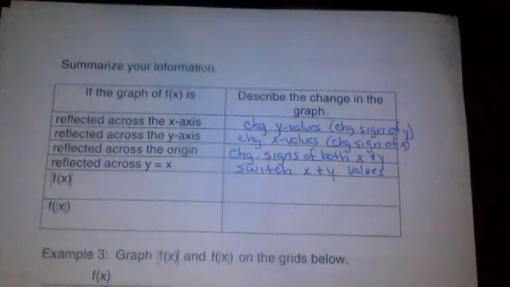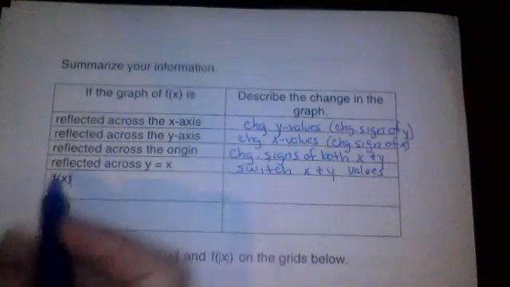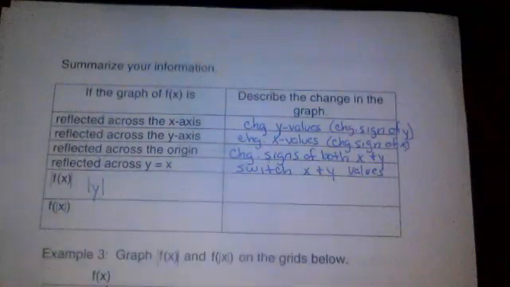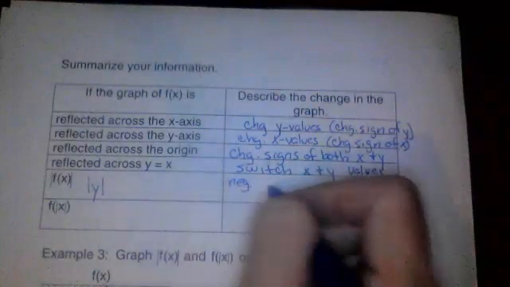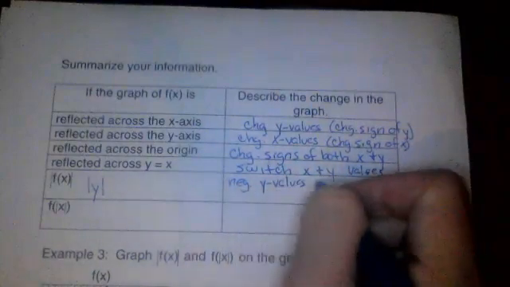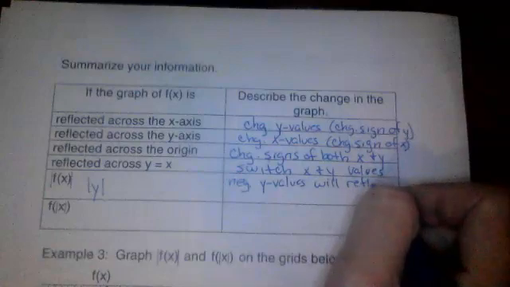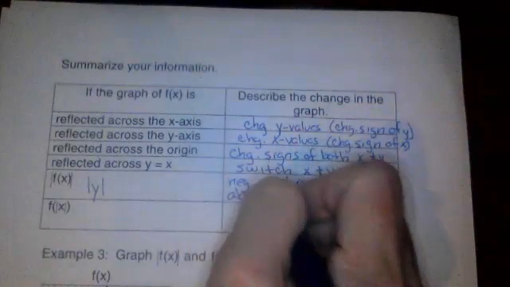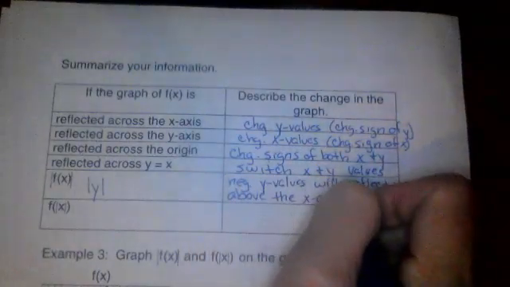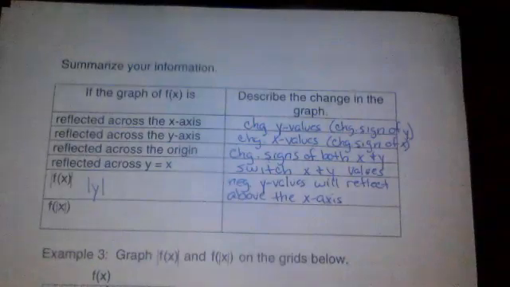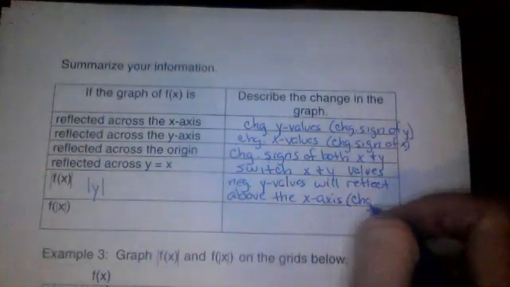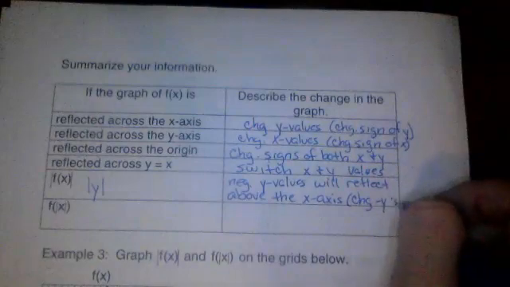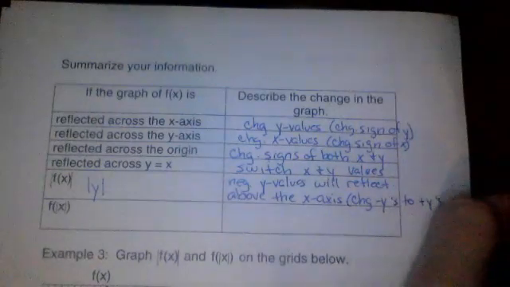And then for our two new graphs, if I want to do the absolute value of f(x), that's the same as the absolute value of y. And if that is true, then we're not going to have any negative y values. All of the negative y values will reflect above the x-axis. So change the negative y's to positive y's.